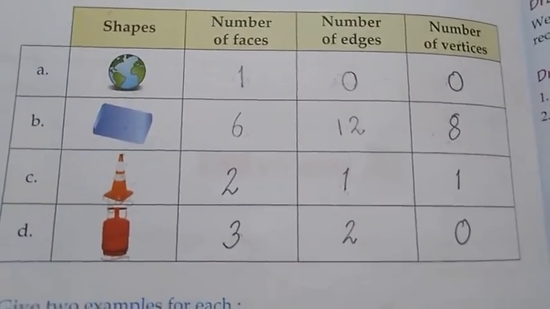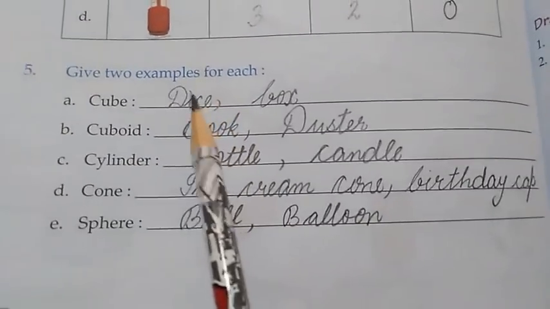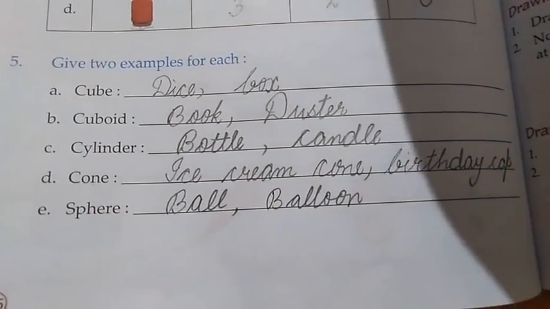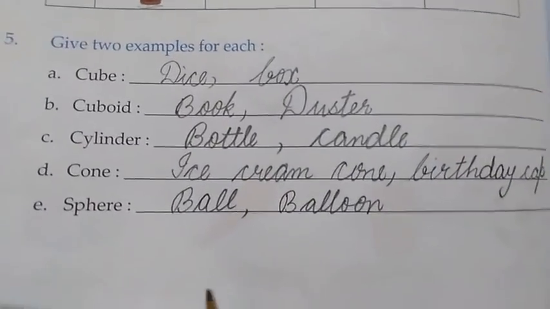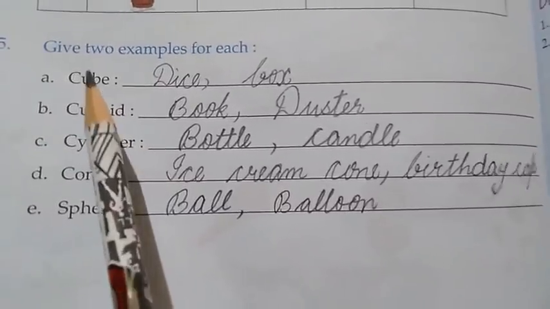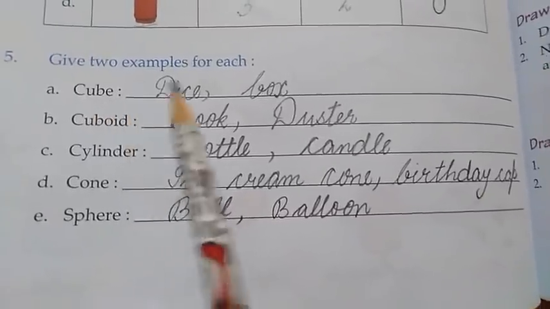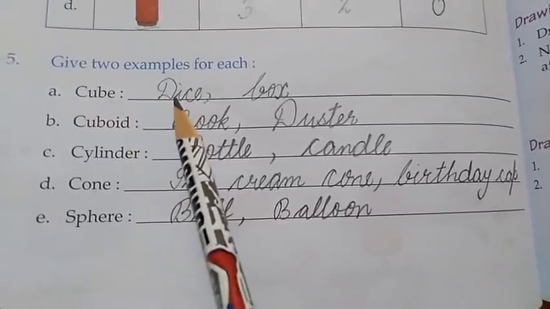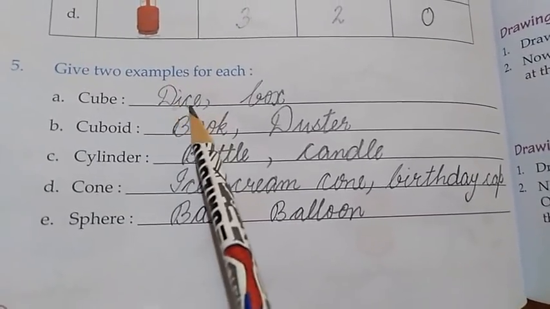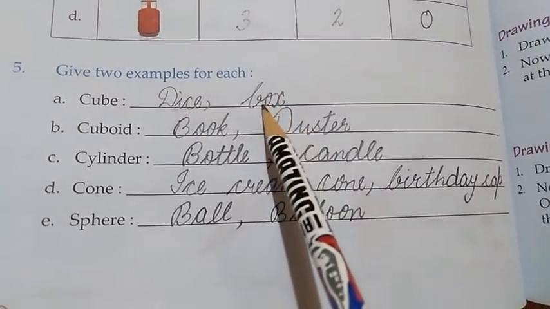Okay, students. Now our next question is, give 2 examples for each. Here the names of solid shapes are given and you have to write examples of these given solid shapes. So first is a cube. In the video, while explaining the cube, I showed you a dice. You play Ludo with the dice. So that dice is a cube. And a box can also be an example of a cube.